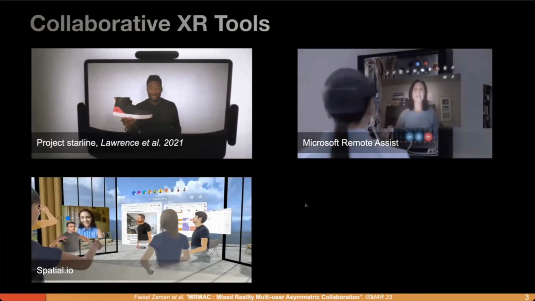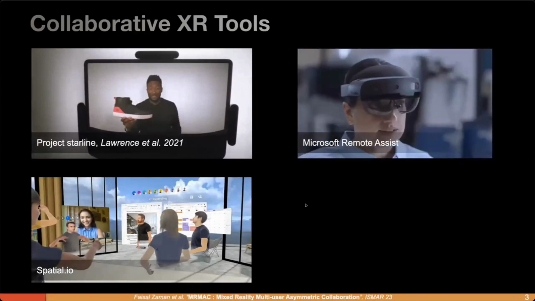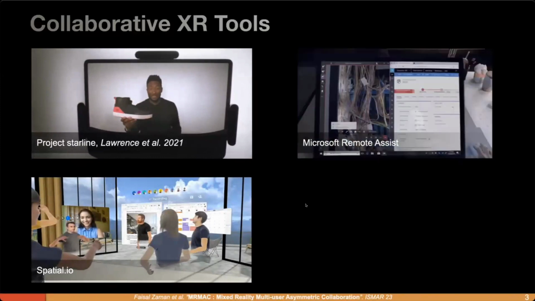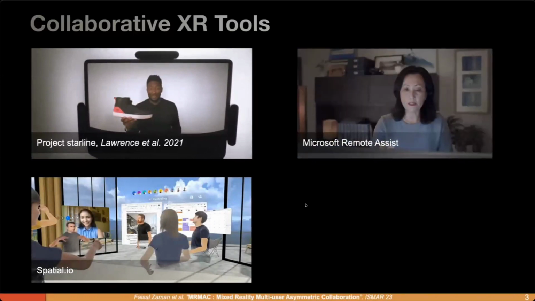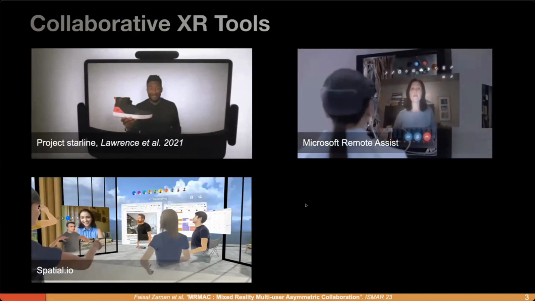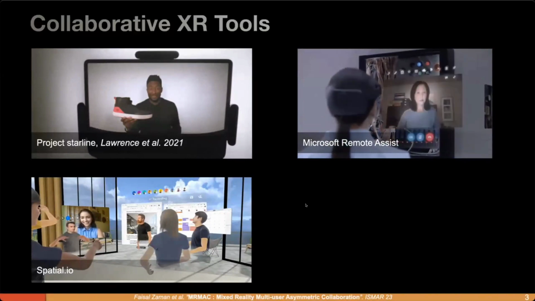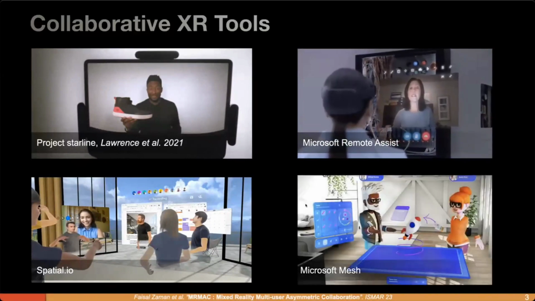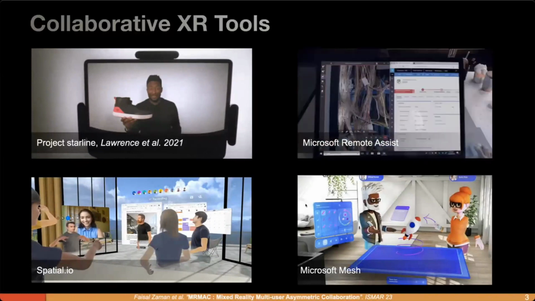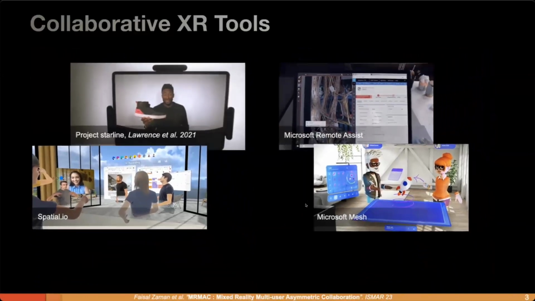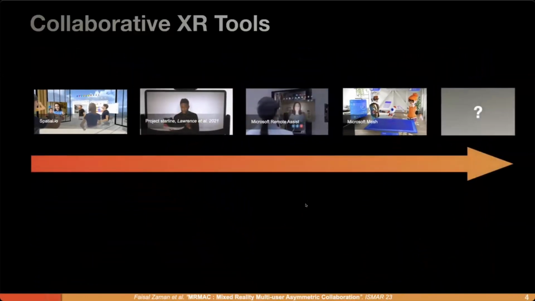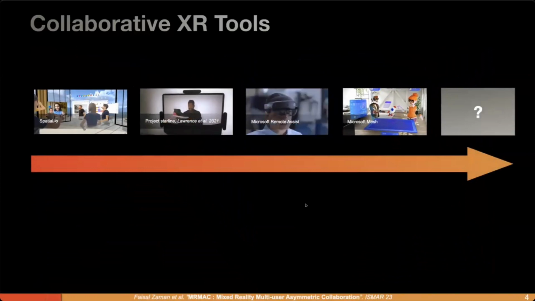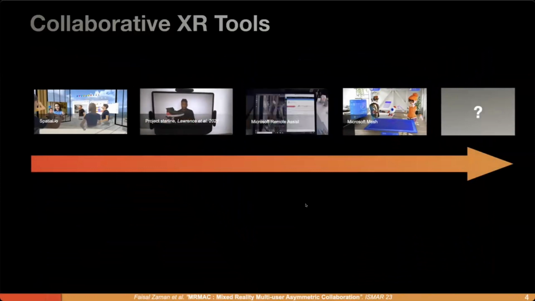Then there are solutions like Microsoft Remote Assist, which combine the physical space with augmented assets. But the remote user has very limited physical presence and interaction capability. And lastly, we have a mixed reality solution like Microsoft Mesh, which allows collaborators to come together in a shared virtual space. But what I'm interested in is how to bring this shared virtual space and turn it into a collaborative physical space, so that the local user can join with the remote user to guide.